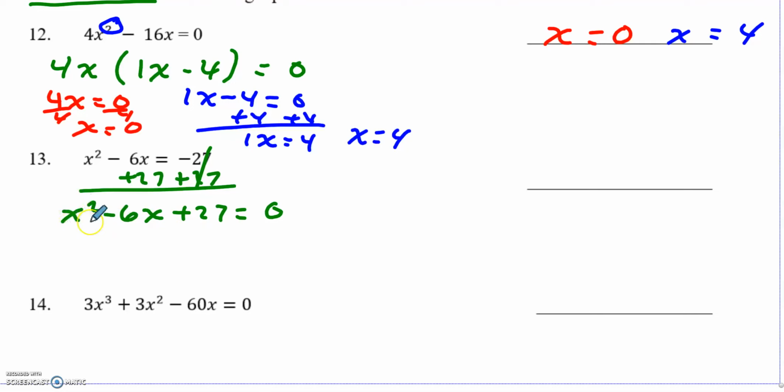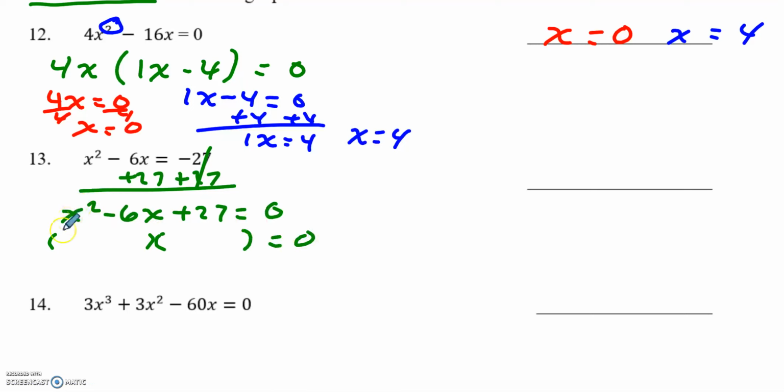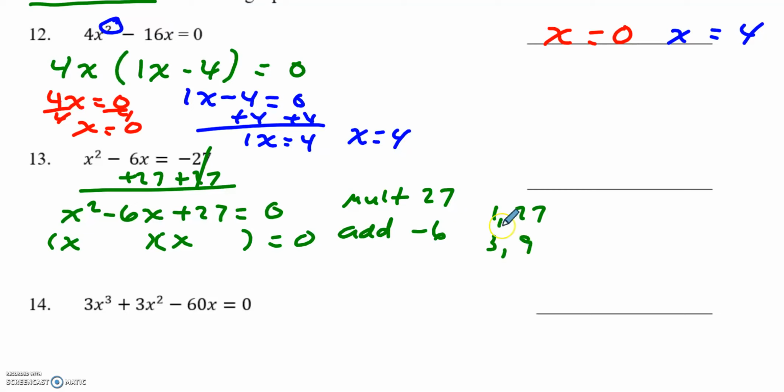But I do have a trinomial, highest power 2, lead coefficient of 1, which means I can go straight to my double parentheses. X times x is x squared. 2 numbers that multiply to be 27 and add to be negative 6. Well, my only options for 27 are 1 times 27 and 3 times 9. 3 and 9 can become negative 6 when added if you're doing negative 9 plus 3, which means over here, we'd have a plus 3 and a minus 9.